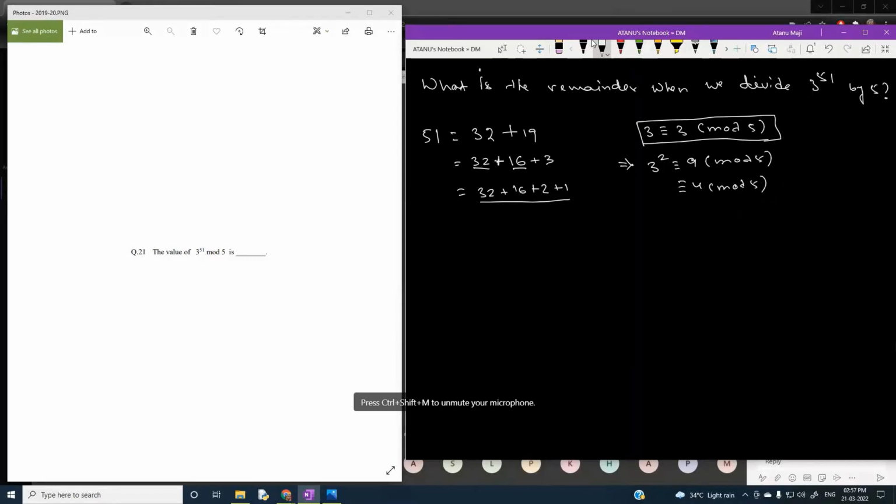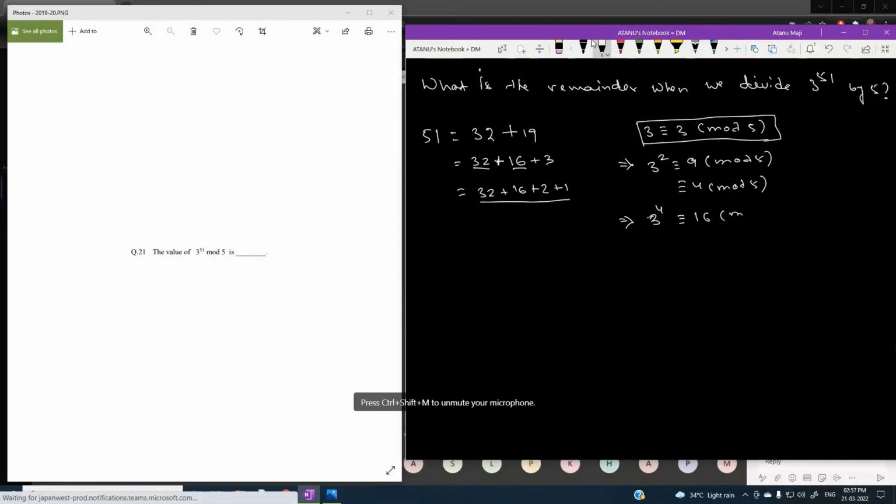Okay, in the next step again take the square. Now again square both sides. So what will be the square of 3? 3 to the power 4. So 3 to the power 4 will be here 4 square. 4 square means what? 16.